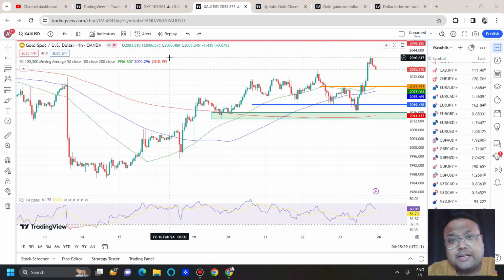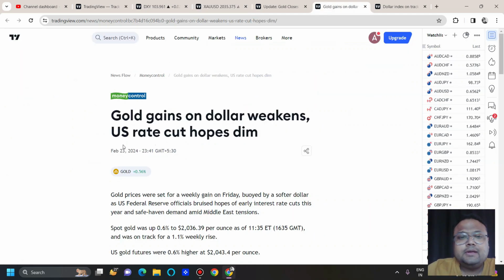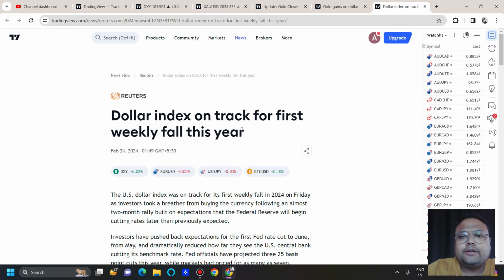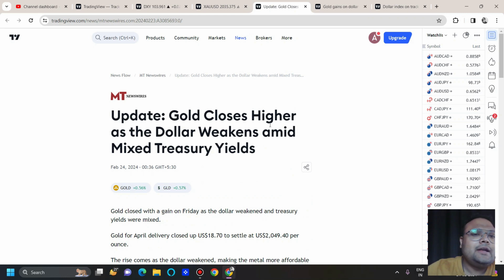Now let's try to understand the market situation. Gold gains on dollar weakness. US rate cut hopes dim. Dollar index on track for first weekly fall this year. Gold closes higher as the dollar weakens amid mixed treasury yields. Let's look at the chart of dollar.